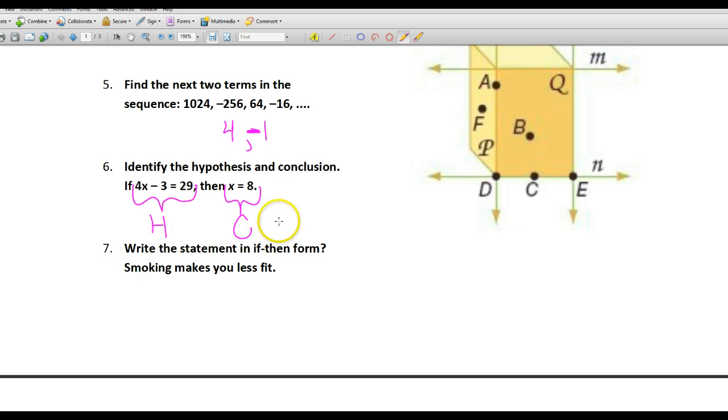Number 7, write the statement in if-then form. Smoking makes you less fit. So we need to interject the words if and then in there appropriately. Being less fit depends upon the smoking. So that would be the conclusion. So we would say, if you smoke, then you will be less fit.